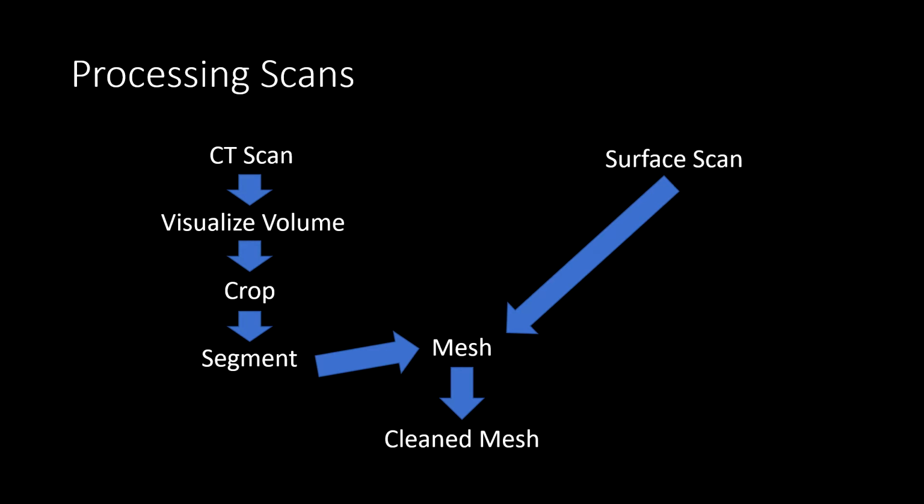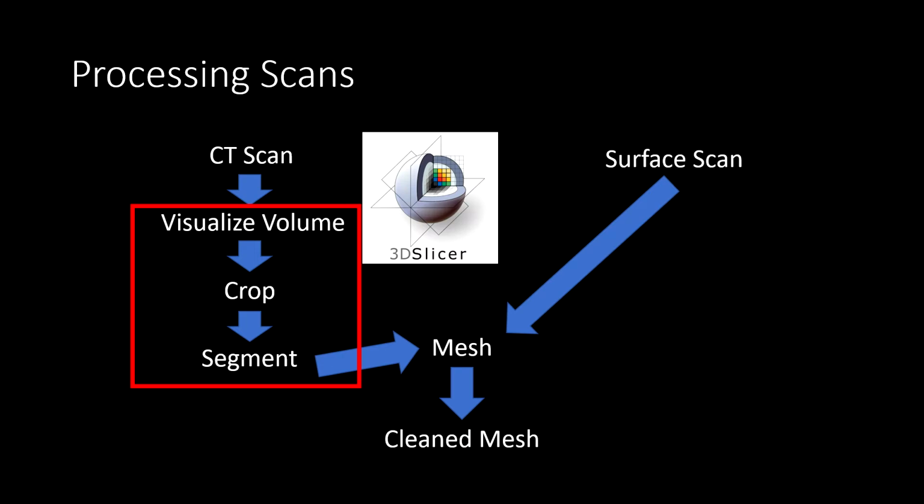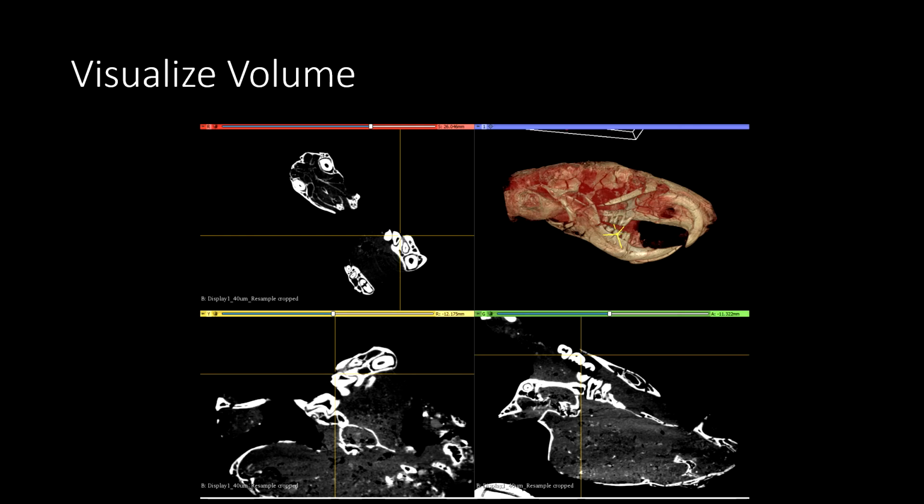If you do a surface scan, this will generate the mesh directly, so all you'll be left to do is clean the mesh. However, if you do a CT scan, you'll need to take a couple extra steps to create a mesh that's usable for other analyses. In these demos, I will be using a program called 3D Slicer to do this.